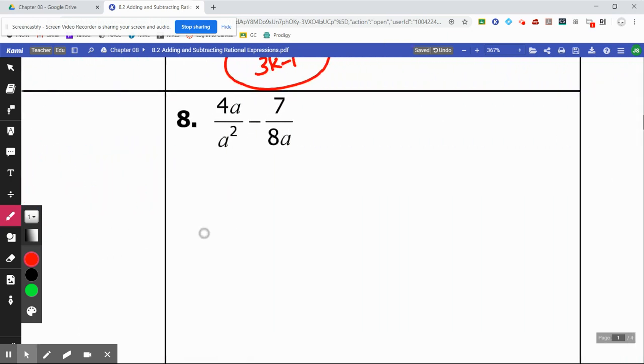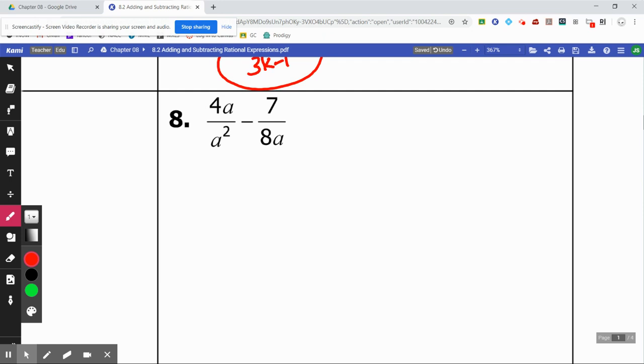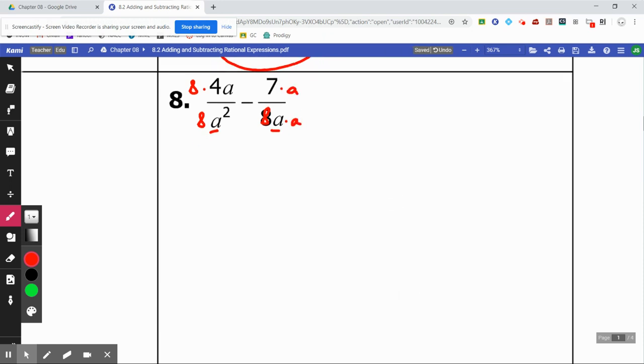Number 8, I have an a squared and an 8a. Well, since I have an 8 here, I need an 8 over here, so let's multiply top and bottom by 8. Here I have an a squared, here I have just an a, so let's multiply top and bottom by another a, and that's going to give me an a squared on bottom. So now I have my common denominator, which is 8a squared.